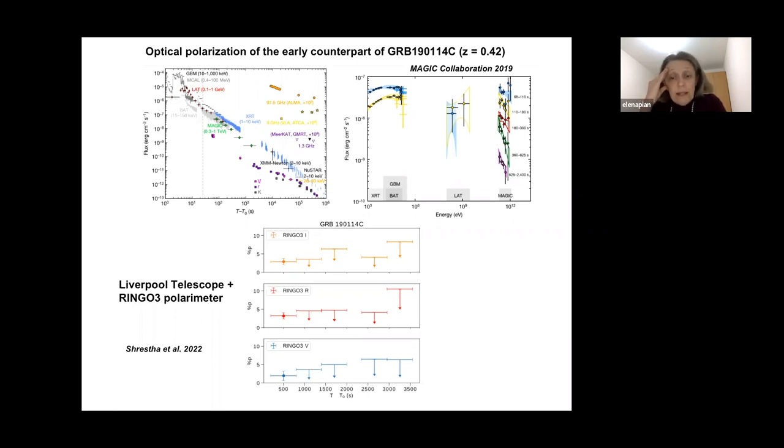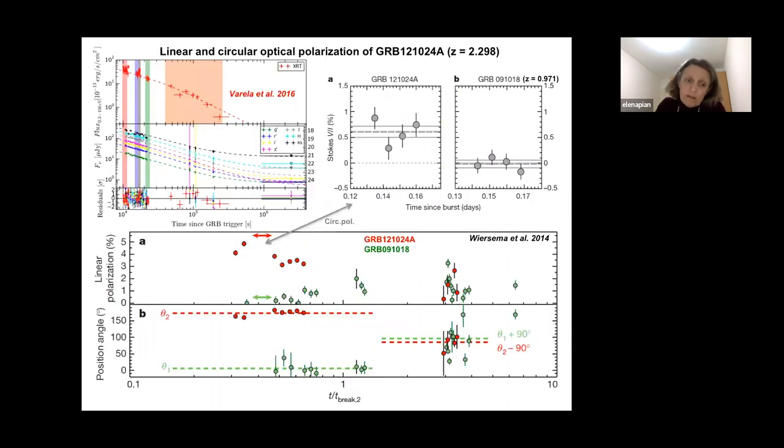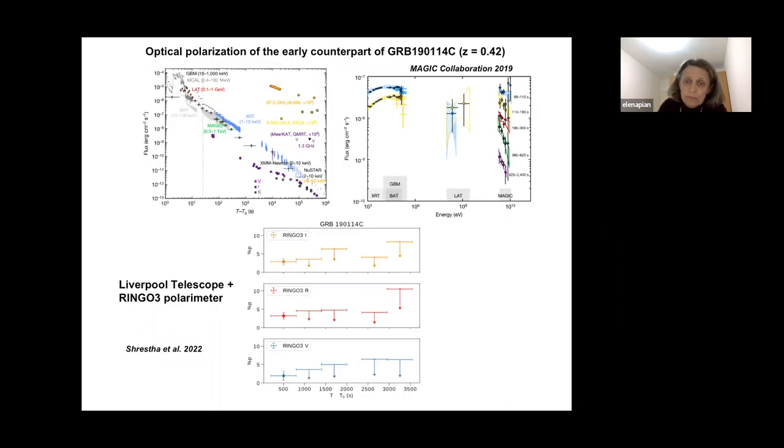Which unfortunately has only that could not follow the source later on. Anyway, it's already very interesting to have this early detection. It's just a pity that there are not more. There is no more, but this is at the level of a few percent, as seen before, as in the previous cases that we've seen in the previous slide.